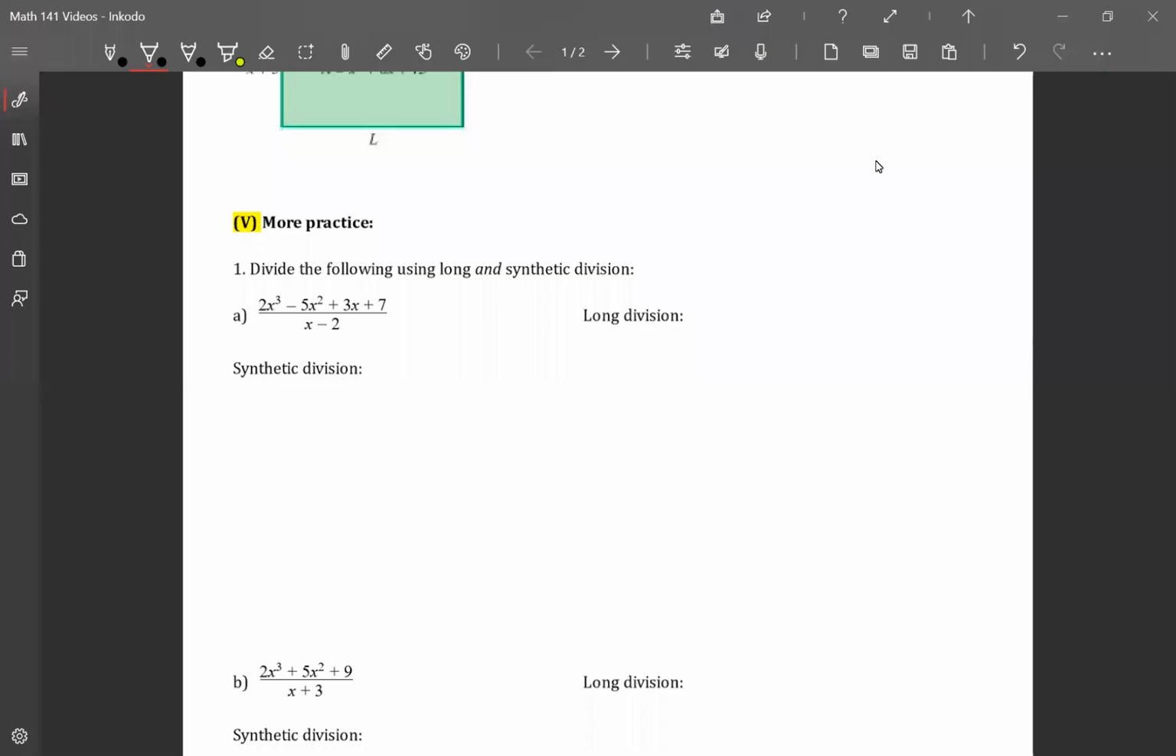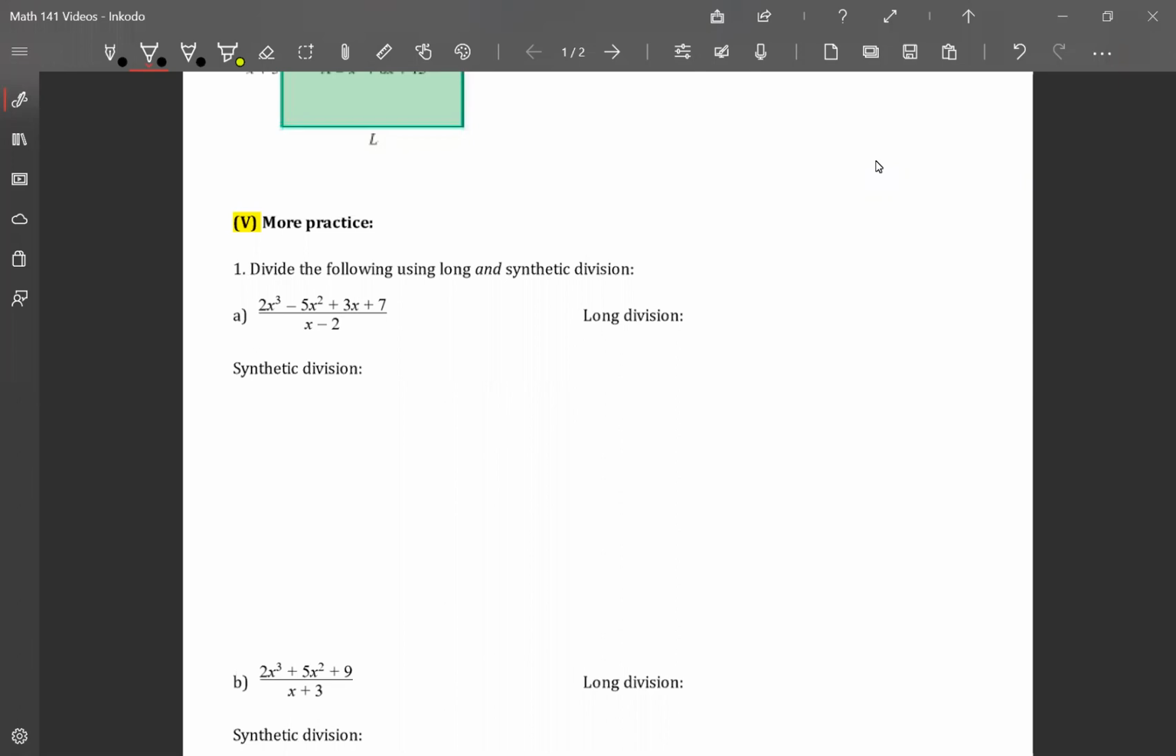All right, let's do some polynomial division. So we have three examples here, and for each one, we're going to do two methods. That's synthetic division and polynomial long division. What you're going to find after we do these three is that synthetic division looks and seems a lot easier than long division. And for the most part, that's probably true.